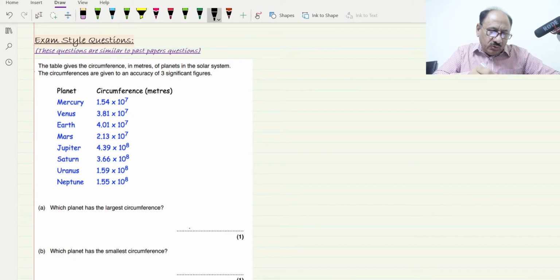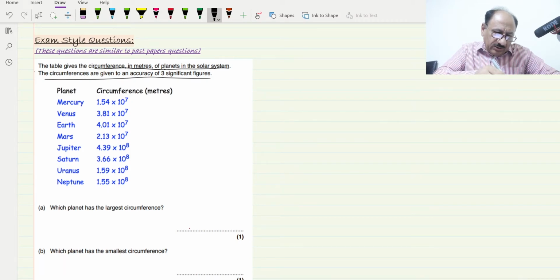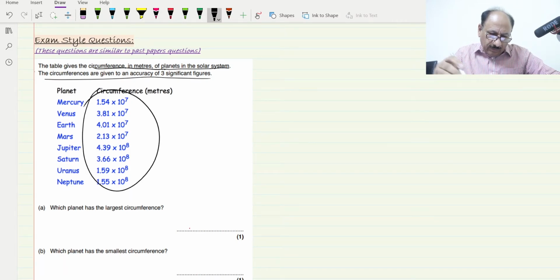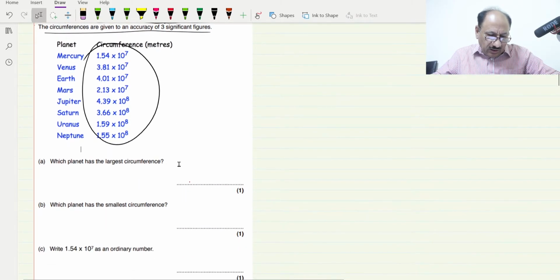The table gives the circumference in meters of planets in the solar system. The circumferences are given to an accuracy of 3 significant figures. So planet names are provided, their circumferences are also provided. On the basis of this, this is basically an understanding check. They are asking which planet has the largest circumference.